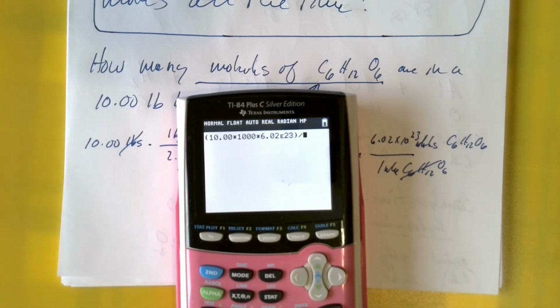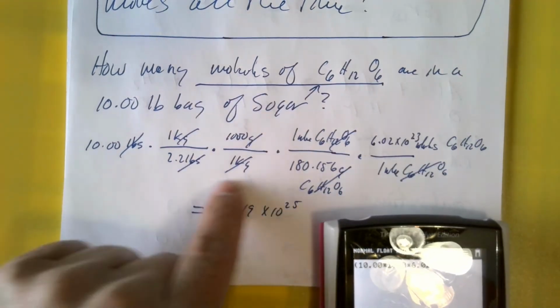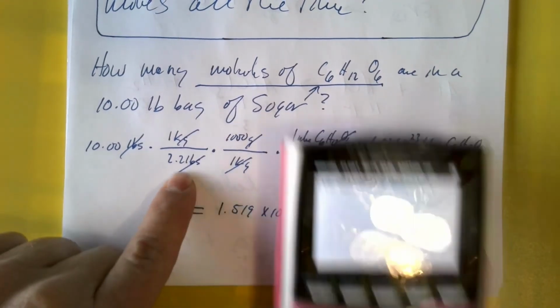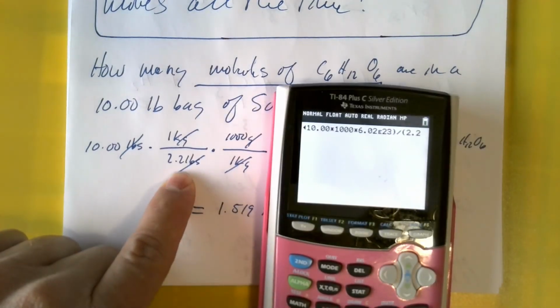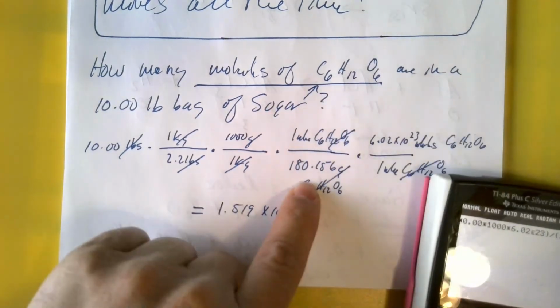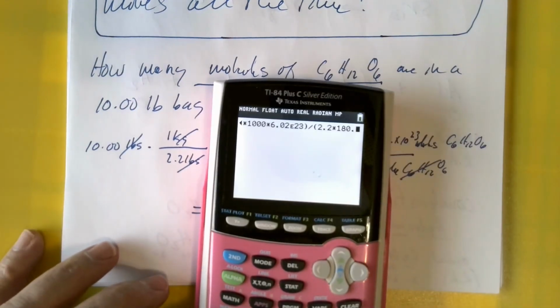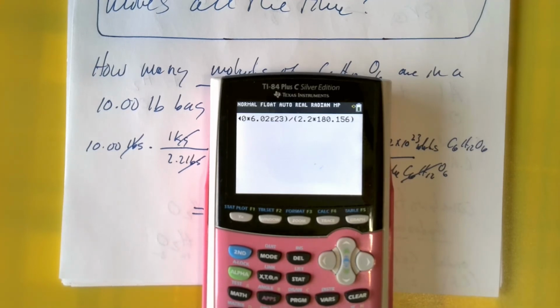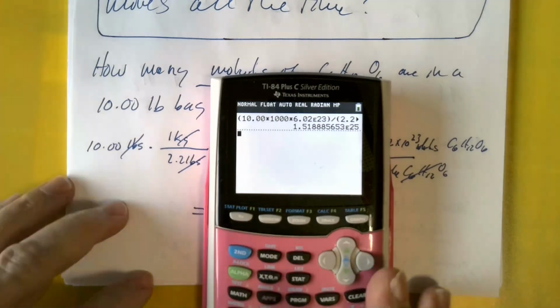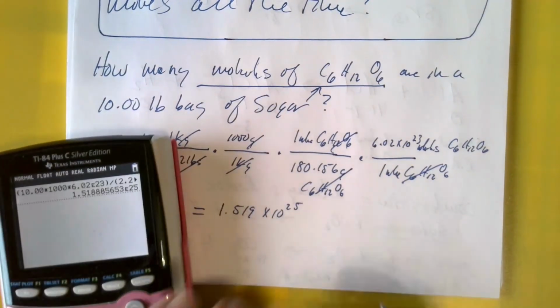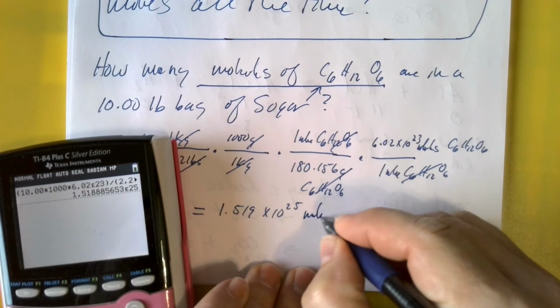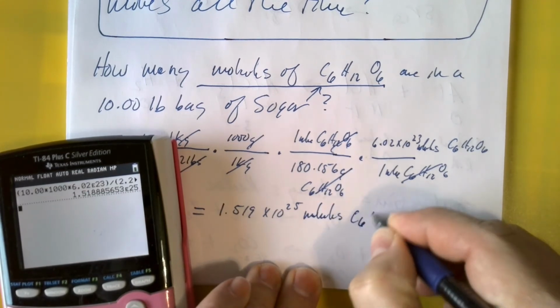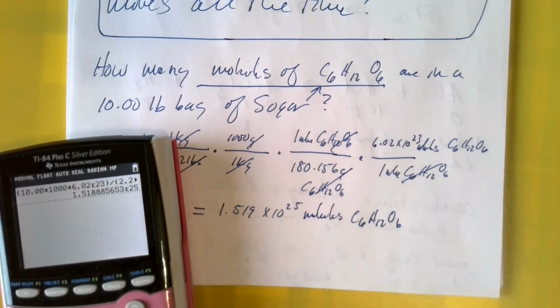And I'm going to hit the divide key. I'm going to open a new set of parentheses. And then I'm going to type all my denominators in. Which is going to be 2.2, right? Times 180.156, right? Close those parentheses and I'm going to hit enter. And that's what I'm going to get. I get 1.519 times 10 to the 25th. That would be molecules of C6H12O6.